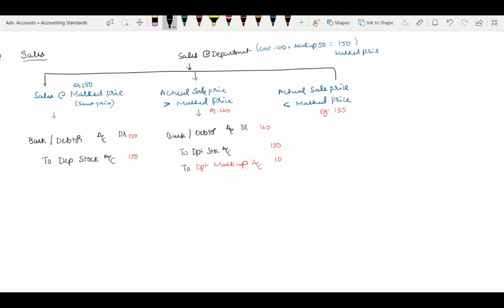So that's fine. So here the entry: bank or debtor account debit. It is usually at sale price. Departmental markup account debit because I have to reduce the margin. So therefore, departmental markup account debit. So this is for that 15 rupee difference.